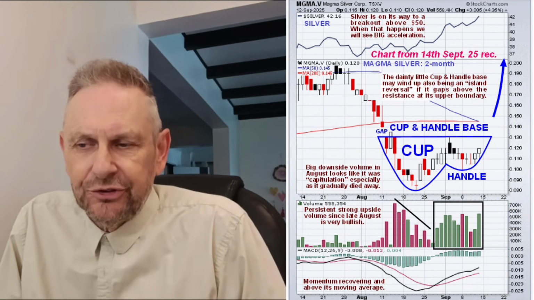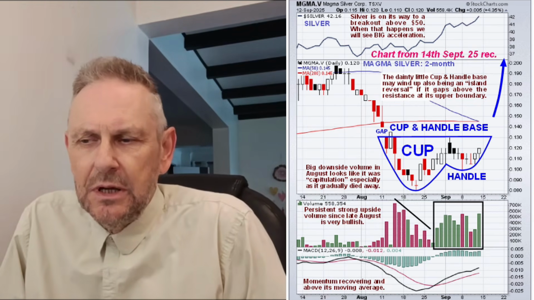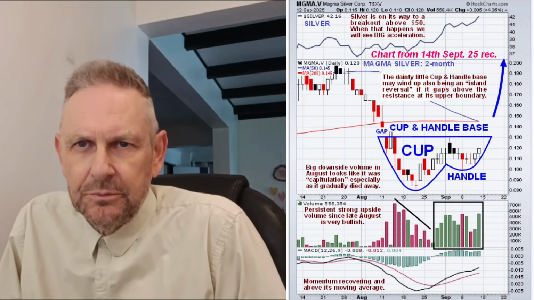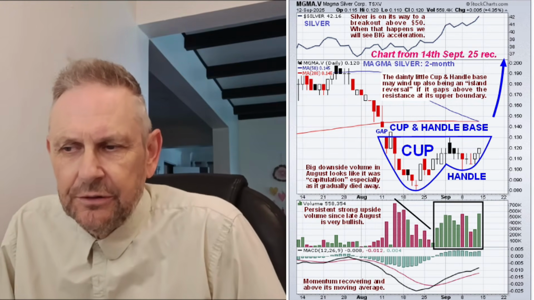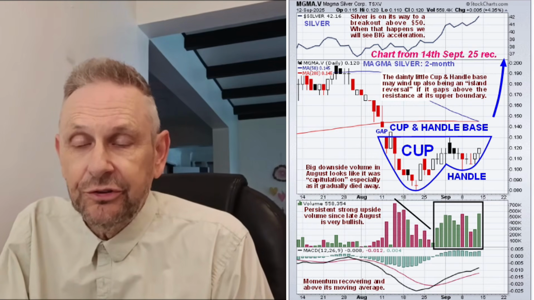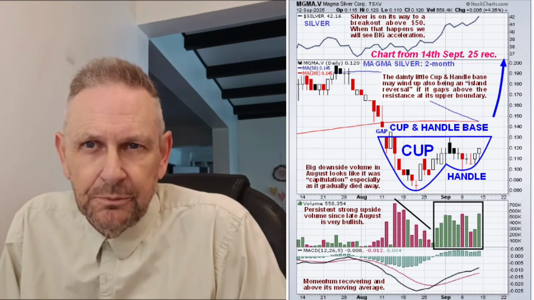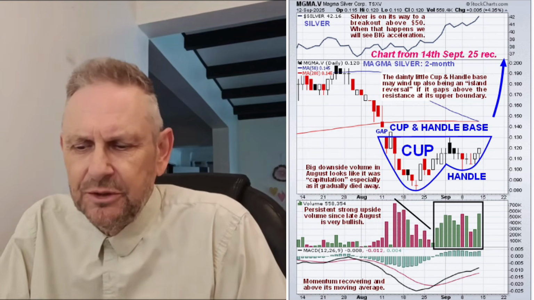And you can see the persistent heavy volume coming in there in August and September, and heavy upside volume. And that led me to recommend a stock on the site at the point shown, which was 12 cents. And this is, as I say, a much shorter term cup and handle pattern. It only lasted a month or two, 6 weeks maybe.